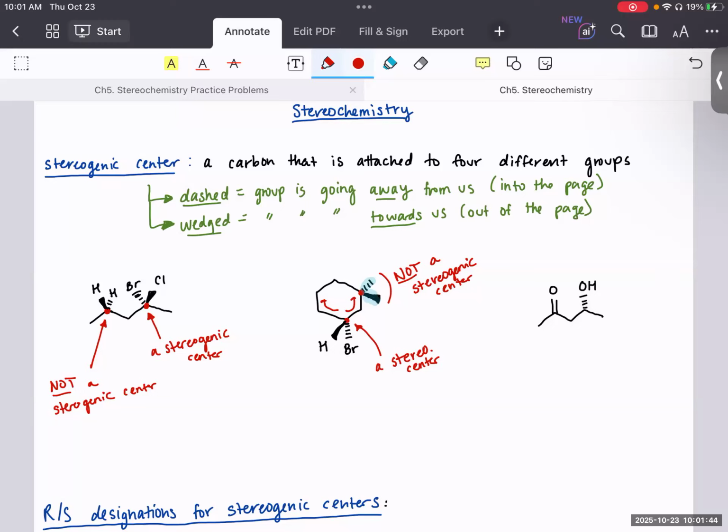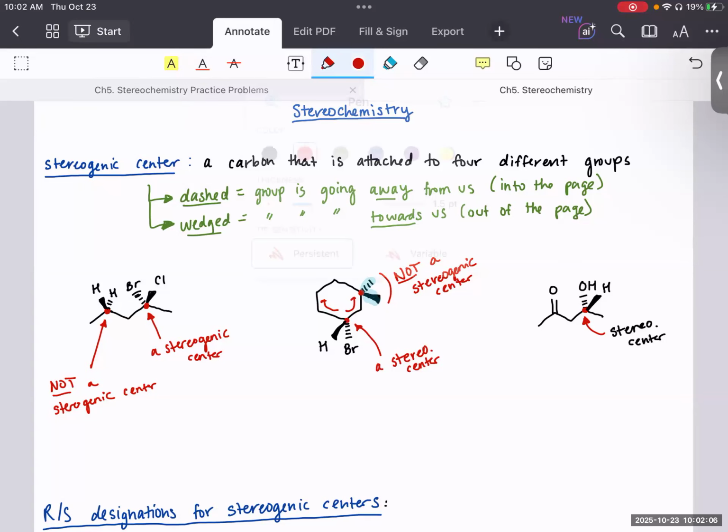Let's take a look at this final one. And so here on the end, we have an OH bonded here. And so if we were to draw in that hydrogen, we can see that we have 4 unique groups, the hydrogen, the OH, and then the 2 R groups going right and left. And so this is going to be a stereogenic center.